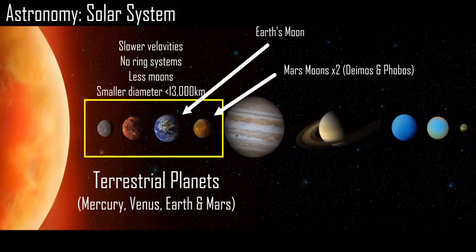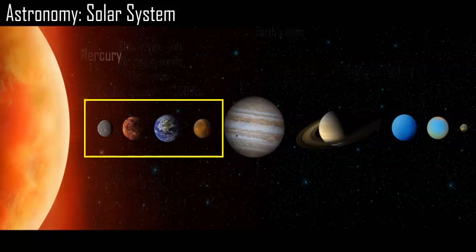So the only moons in the terrestrial pack basically is the 1 moon for Earth, obviously, and the 2 moons for Mars. So Venus and Mercury do not have moons, and they have a diameter around the equator of less than 13,000 kilometers. So they're smaller planets in general.